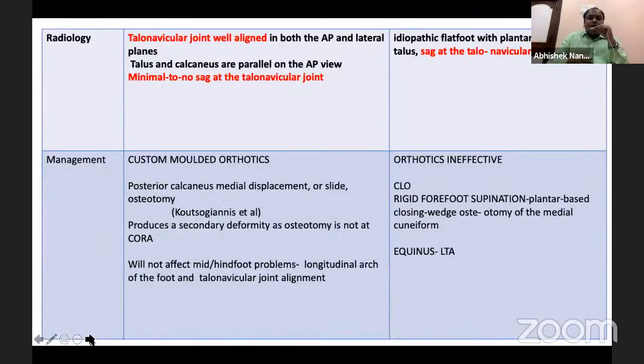So again, radiology. The talonavicular joint alignment is the most important thing which we will see in radiology. There will be a sag in case of rotational, but there will be no sag in case of translational.